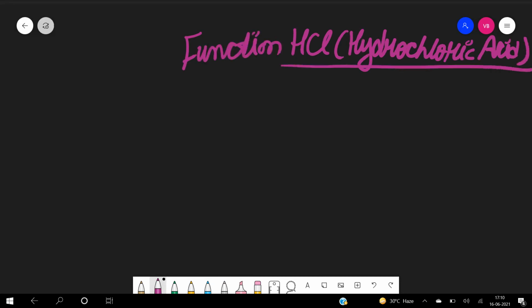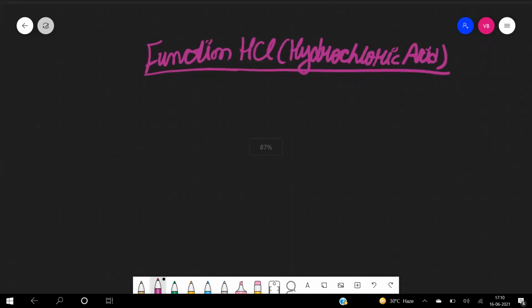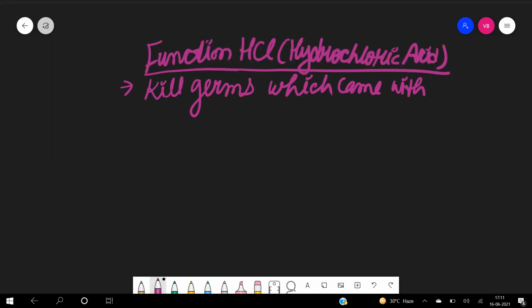So, function of hydrochloric acid. Let us discuss its function. The first important function is that it will kill the germs which enter inside the stomach through food, which came with the food. खाने के साथ जो आ गया है microbes, germs, they will be killed inside the stomach. Why? With the help of HCl.